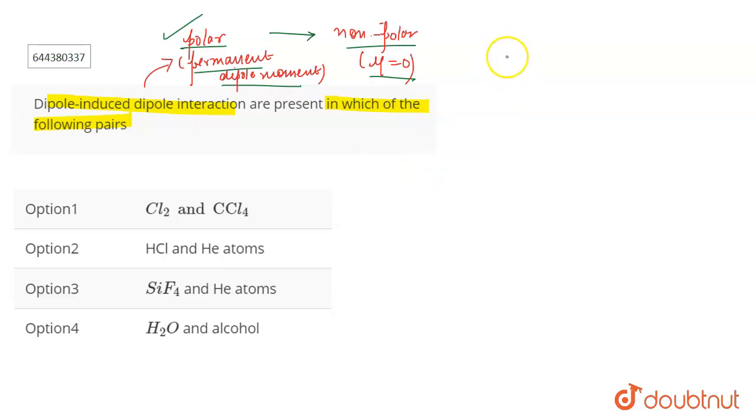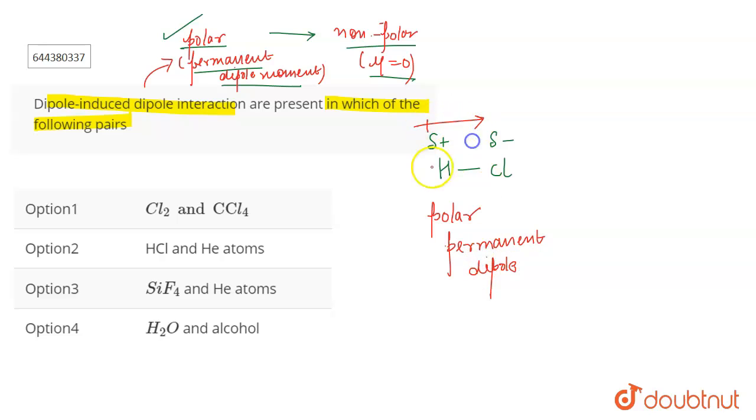So this happens in the case of HCl and helium. Why? Because if we talk about HCl, in this Cl is negatively charged and hydrogen is positively charged, because of the electronegativity difference. Chlorine is more electronegative, so it will attract the electron density towards itself. It will have a delta negative charge, and hydrogen is going to have a delta positive charge, right? This means that this is a polar molecule, and it has a permanent dipole moment also, which is directed towards Cl, because Cl is more electronegative and the direction of dipole moment is towards the atom which is more electronegative, right?